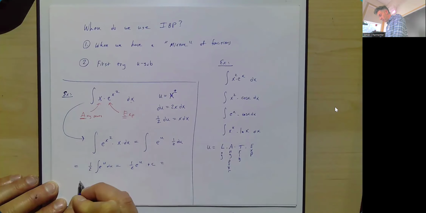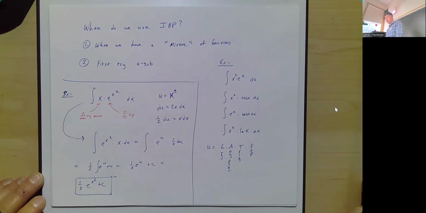And then we plug back in what u was equal to, which is x squared. So our answer here, the antiderivative of x times e to the x squared, is 1/2 times e to the x squared plus c. No integration by parts necessary.